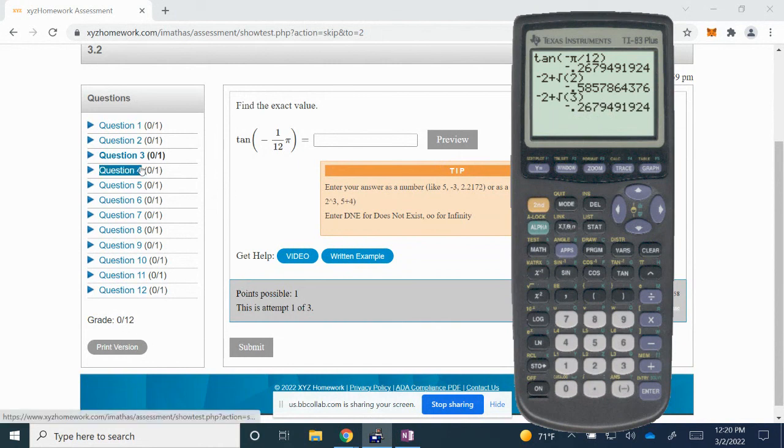All right, so that was about the most difficult problem in this section. I noticed on some of the problems, it was just a flip from a positive to a negative.